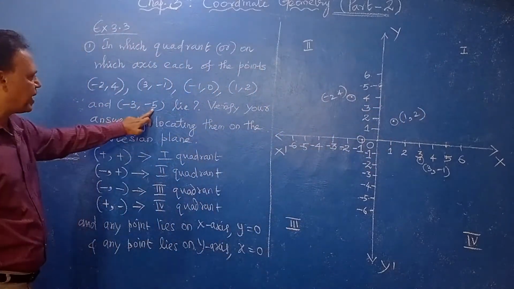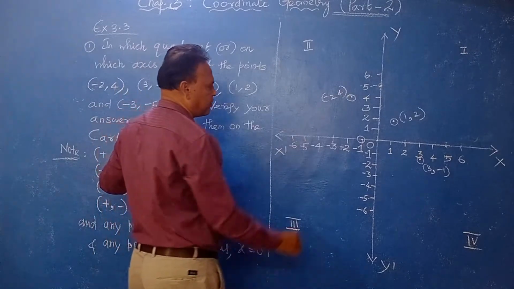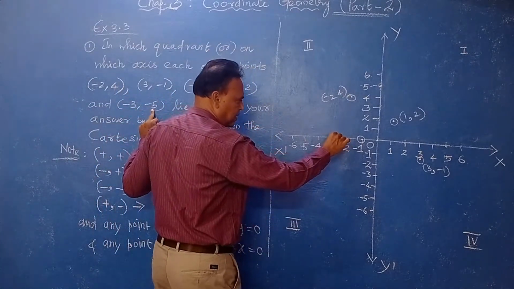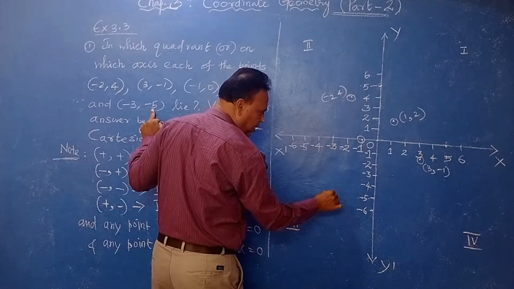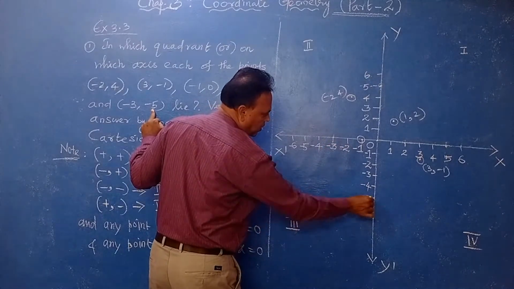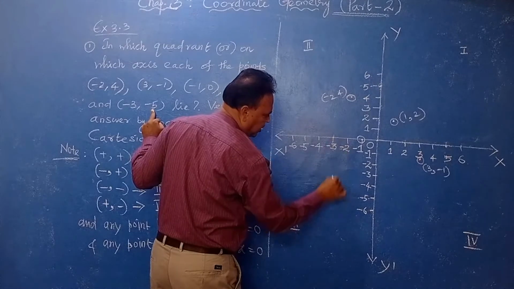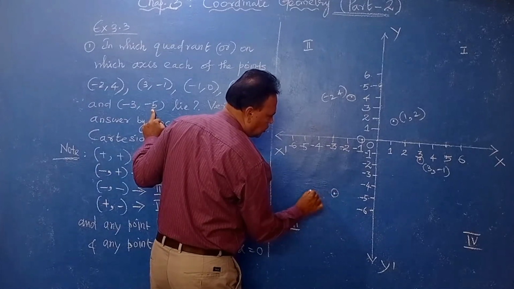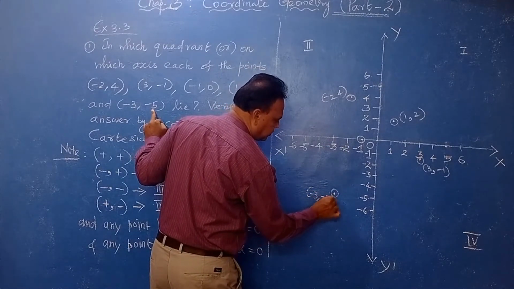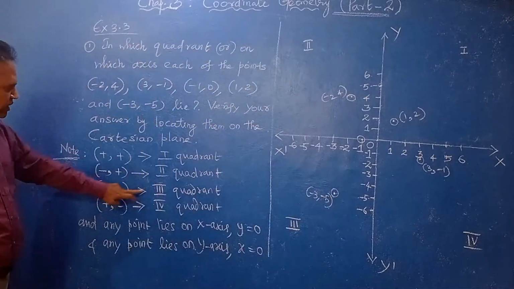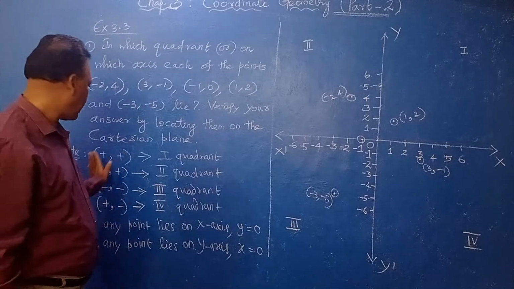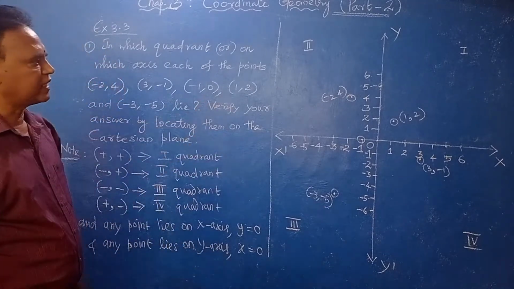Then minus 3, minus 5. Minus 3 is here. Minus 5 is y. First x axis minus 3, y axis minus 5. So the point is here. So this lies on the third quadrant. Both are negative. Both negative means third quadrant. So you have to remember these points, then easily you can write.